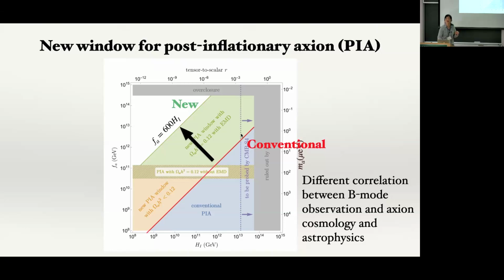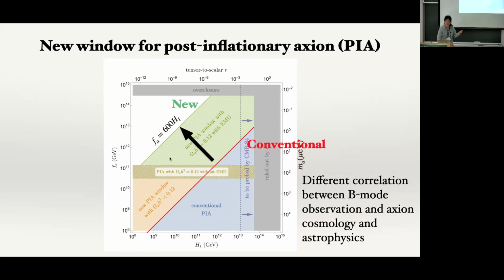The red solid line is the conventional boundary between post-inflationary and pre-inflation axion. Below the red line is post-inflation axion, while above the red line is pre-inflation axion, with a lot of parameter space ruled out by the isocurvature constraint. Now with this interaction I just showed you, this conventional boundary could be pushed maximally all the way up to this green line.